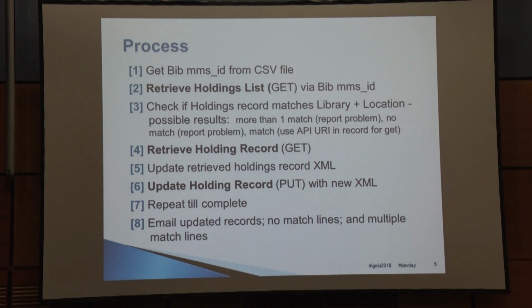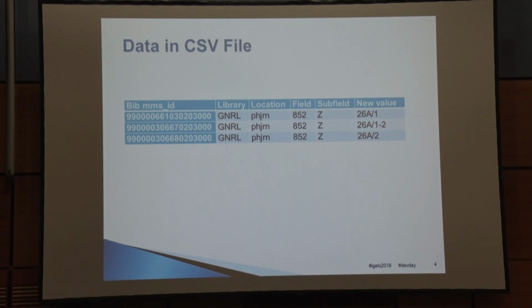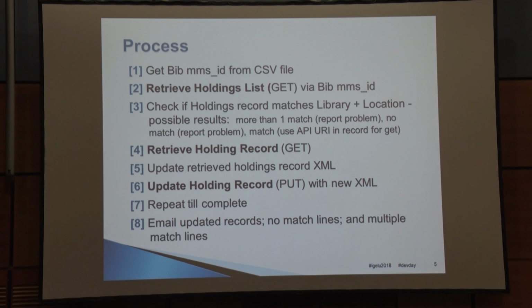We had the file structure that you see here, and then we had the field that would be changed, the subfield that would be changed, and the new value. No error checking, just put in a new value. And we would get the MMS ID from the CSV file. Using the retrieve holding list get, we pull out the list of holdings.